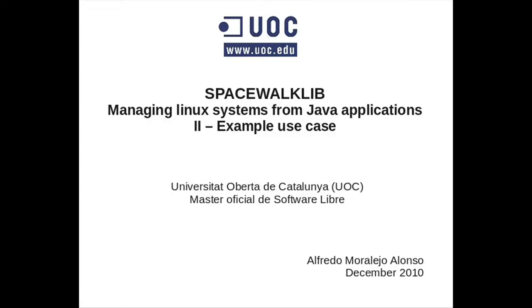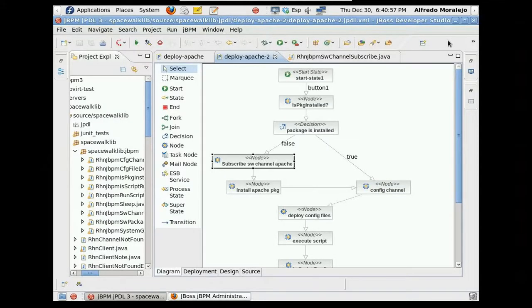The use case I've developed is the installation and configuration of an Apache web server in a system running Linux that has been registered previously in a satellite server. The process to get Apache running on this system can be seen from the JVPM process designer. The first step is to gather the system name, user and password in the satellite from a user interface. Then the process checks if HTTPD package has already been installed.